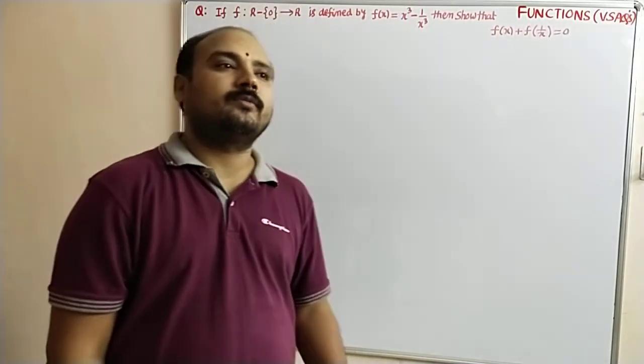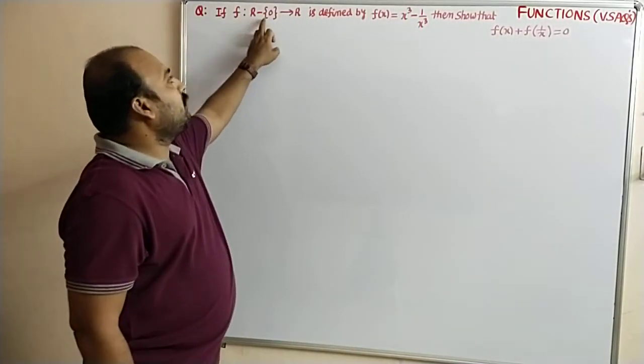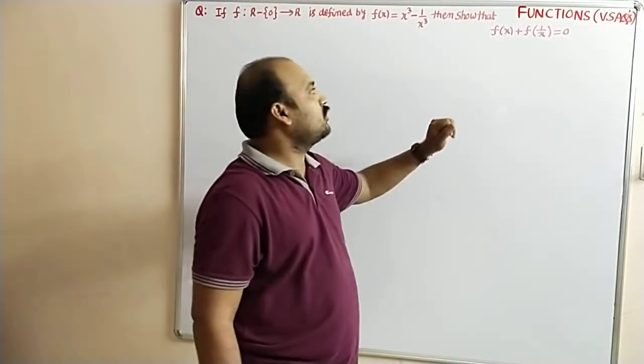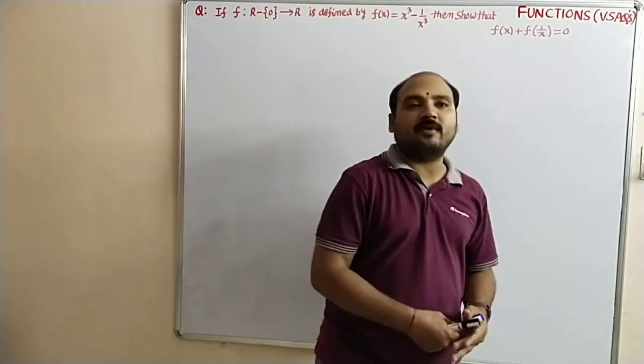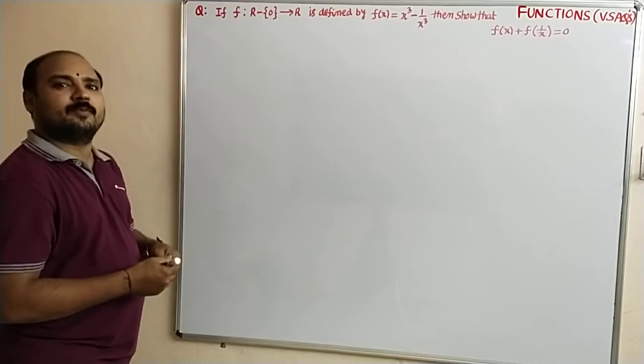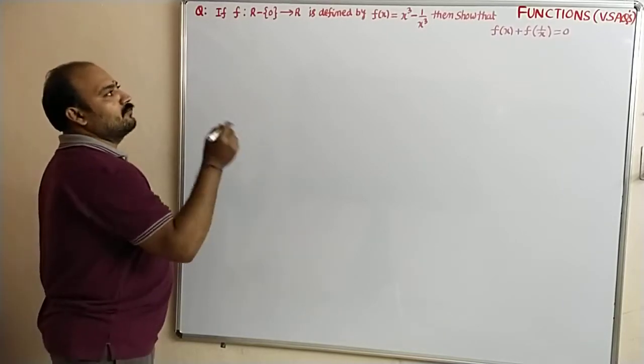The next question. If f from R minus 0 to R is defined by f of x equal to x cube minus 1 by x cube, then show that f of x plus f of 1 by x equal to 0. So it's a very simple and easy problem. It will come for 2 marks.